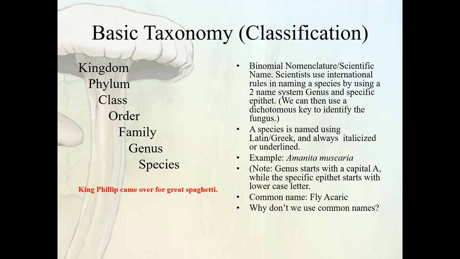Notice the genus starts with a capital A, Amanita. The second part, the epithet, starts with a lowercase letter, so Amanita muscaria is the Mario Brothers mushroom you are all familiar with. The common name is fly agaric. Amanita comes from the Greek word meaning fungus, and muscaria means fly. So if you know a little bit of the Latin and Greek terms, it's easier to remember the scientific name. I would never remember fly agaric.